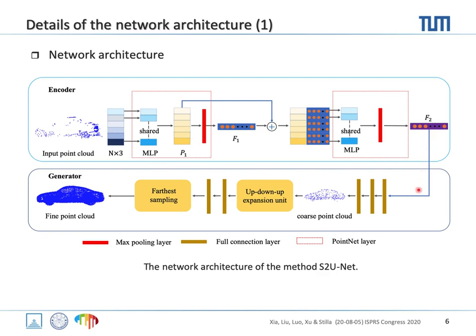In the decoder, we explore a coarse-to-fine training approach for generating the complete point clouds. The three fully connected layers are used to generate a coarse but complete point cloud. Then we use the up-down-up expansion unit to generate the dense point clouds. Lastly, we use the farthest point sampling step to output the final point cloud with fixed points.